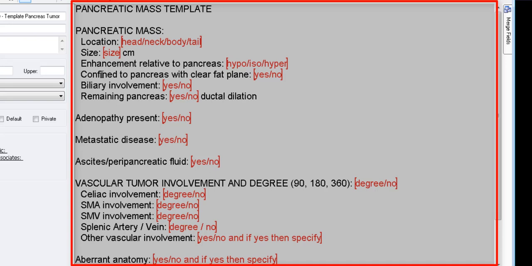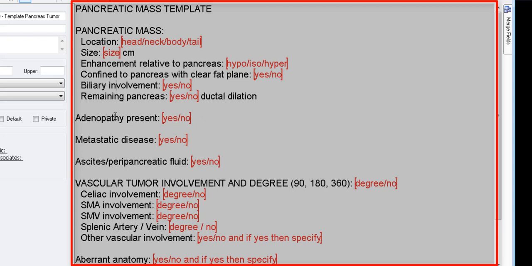Adenocarcinomas are typically hypoenhancing tumors. Neuroendocrine tumors are hyperenhancing tumors, so it can help limit your differential diagnosis. You should always talk about whether the pancreas tumor is confined to the pancreas or not, with a clear fat plane between the pancreas and adjacent structures. Whether the pancreas mass involves the biliary system and causes bile duct dilation, and whether it causes pancreatic ductal dilation. Adenocarcinoma almost always causes pancreatic duct dilation versus neuroendocrine tumors, which more rarely do so.